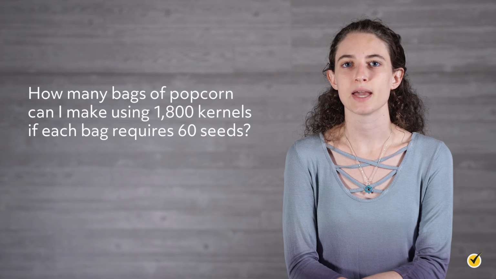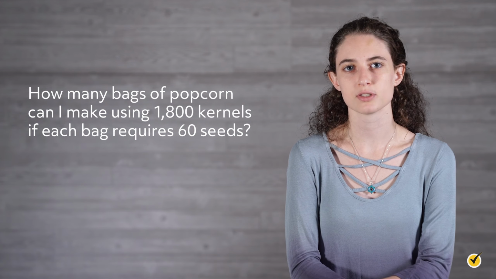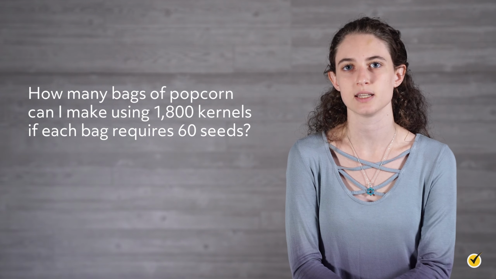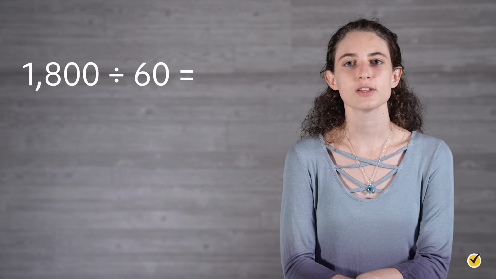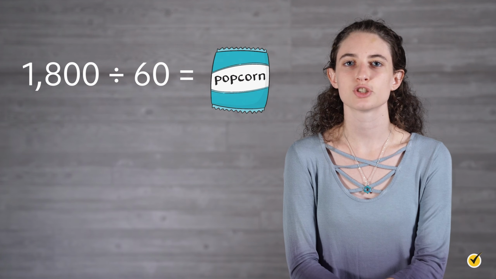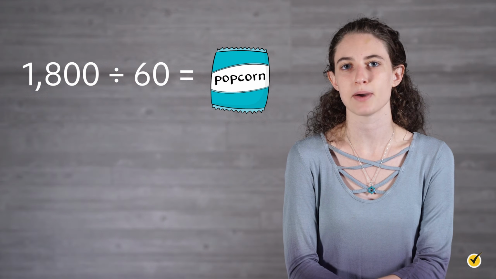Our last operation, division, can be considered multiplication's opposite. When we use division, we are essentially splitting up a large group into smaller subgroups. For our popcorn example, we can use division to answer the following question. How many bags of popcorn can I make using 1,800 kernels if each bag requires 60 seeds? This situation requires us to divide the large value, 1,800, into groups of 60. Each smaller subgroup will now represent a bag of popcorn.